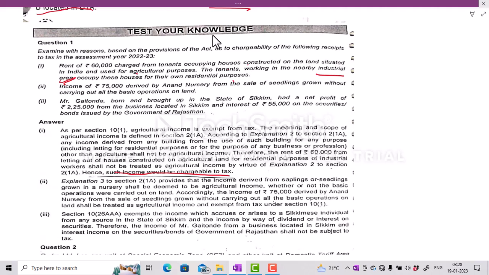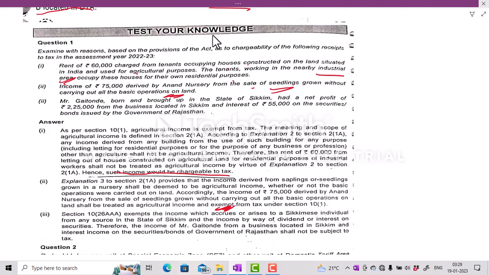And the next, income of 75,000 derived by Anand Nursery from sale of seedlings grown without carrying out all the basic operations on land. Even though basic operations are not carried out on land, this seedling process comes under agriculture and it is exempted under agriculture income. So, it is exempt from tax.